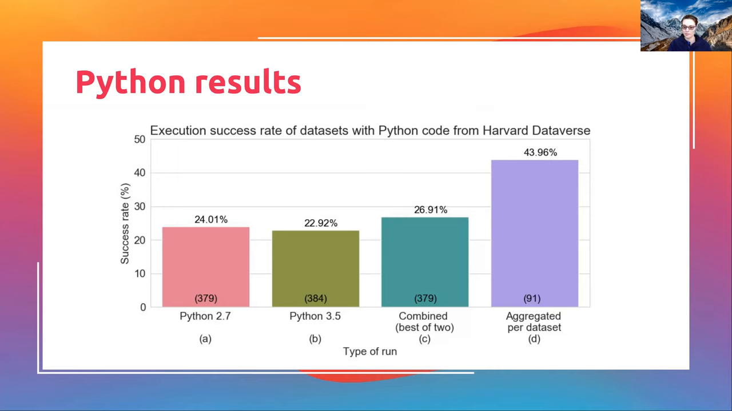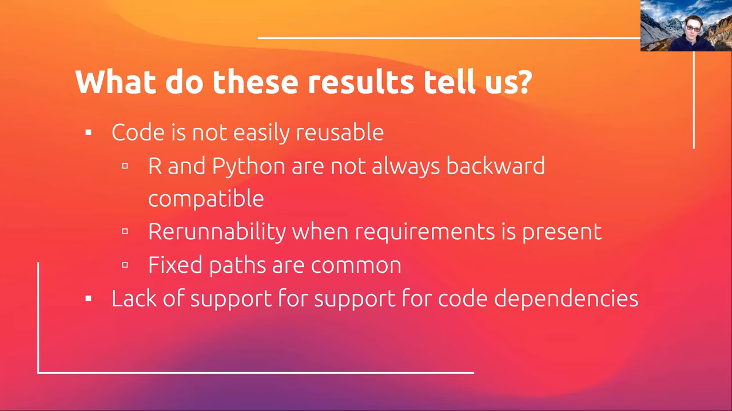So yeah, this aggregated data set essentially is just if one file re-executes successfully, then we call the whole data set successful. And here you can see that this pool of Python files is much smaller than with R files, meaning that R is a more popular programming language for Dataverse users. So what do these results tell us? They tell us that code from data repositories is not easily reusable.